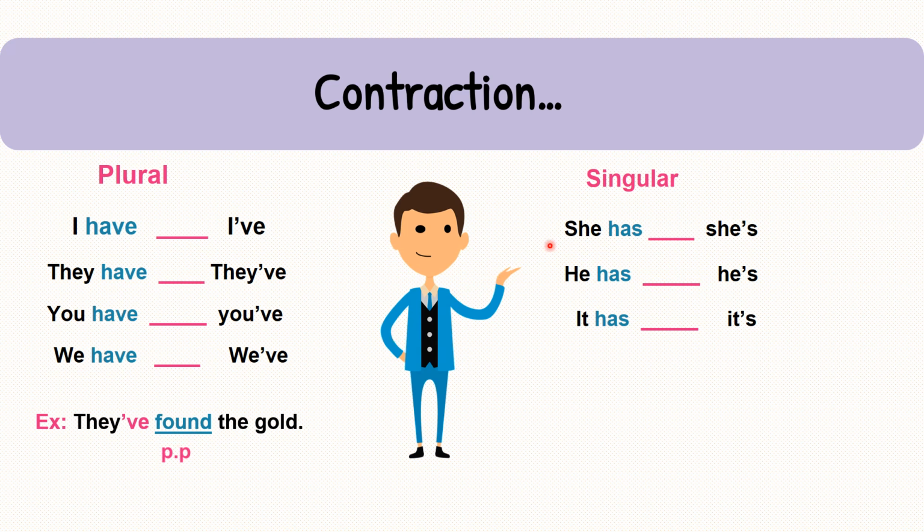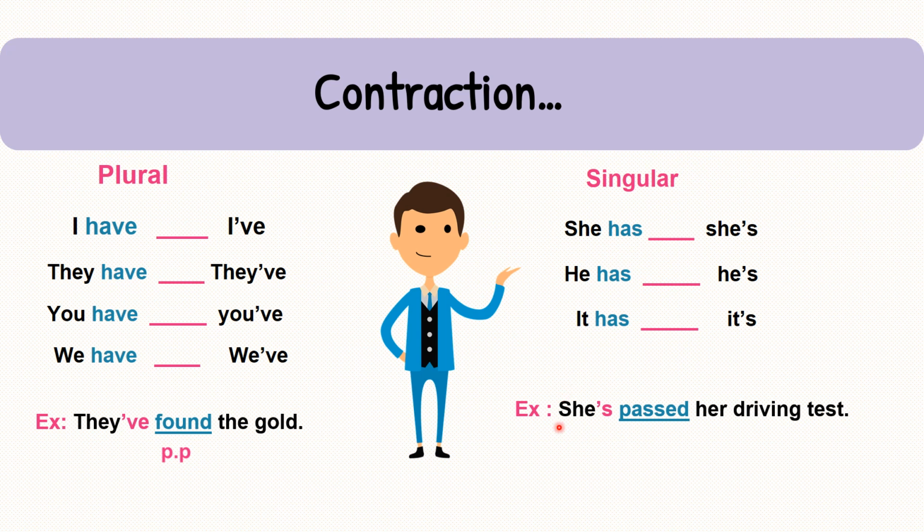About singular way في حالة السنجولار، في حالة المفرد كيف راح نسوي اختصار؟ How we make the contraction way such as she has she's, he has he's, it has it's. So such example, she's passed her driving test. She's passed her driving test. هي اجتازت اختبار السياقة. إذن نلاحظ she's passed she's هي أصلها she has.